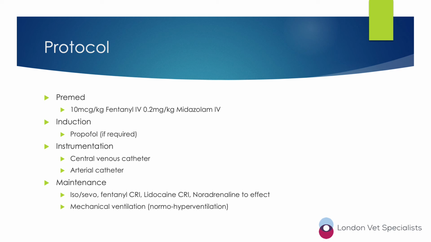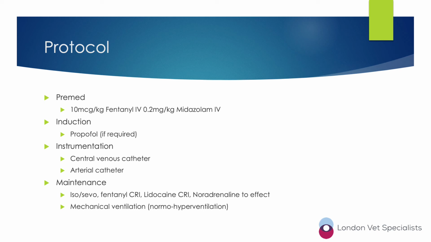So for a protocol, I tend to be quite opioid heavy on these patients, just to try and avoid having to use many vasodilating drugs. For pre-medication, I would generally give 10 micrograms per kilo of fentanyl, a very short-acting opioid, combined with midazolam IV. The fentanyl can be given over 5 minutes. And often, if the animals are really sick, this is enough to intubate them. But if not, then propofol or alfaxalone may be an appropriate choice for induction of anesthesia.